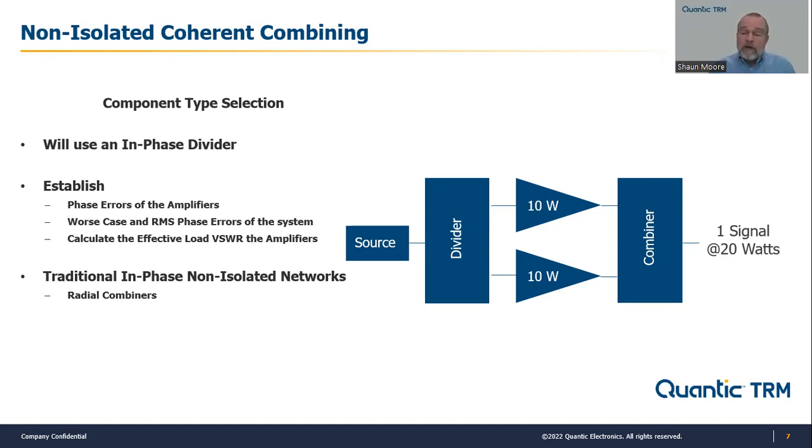So what's key in this sort of network is that the amplifiers need to be matched very well. And by doing so, if they're matched perfectly, then there will be no reflected energy coming back to the amplifiers. So in this case, it can be very, very efficient.